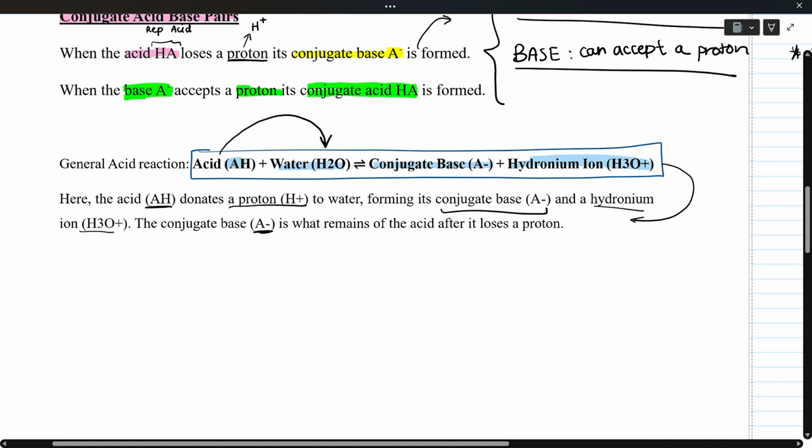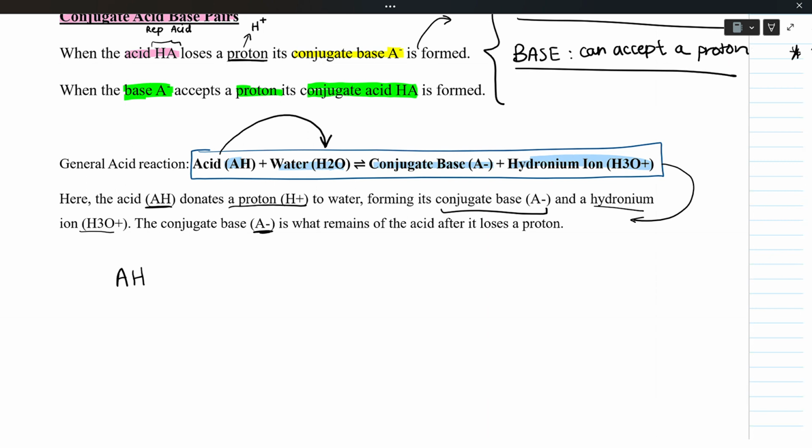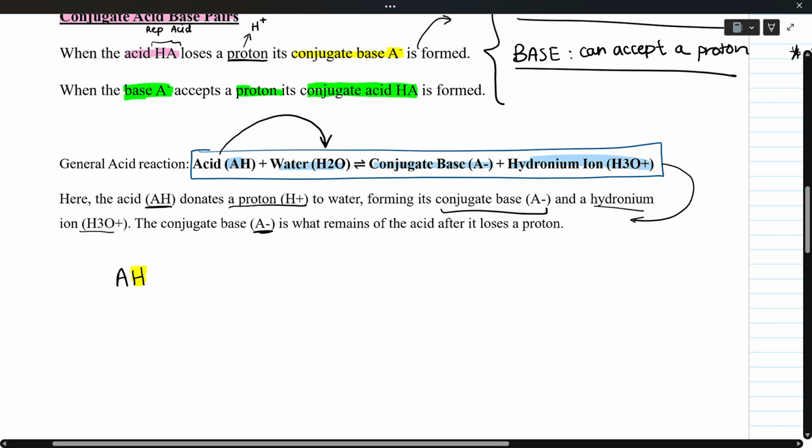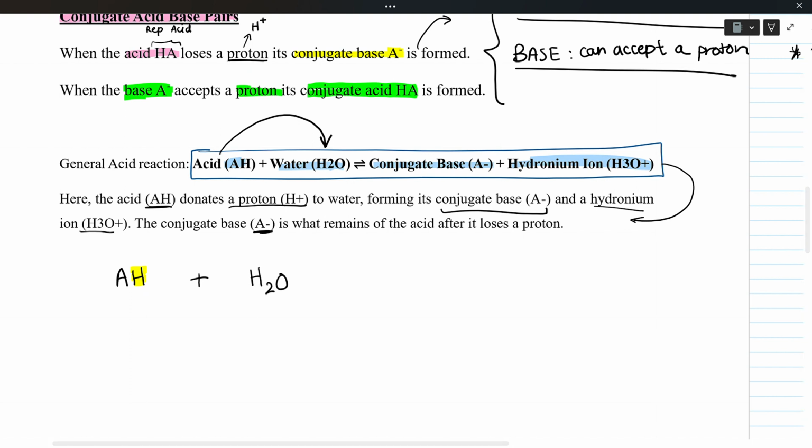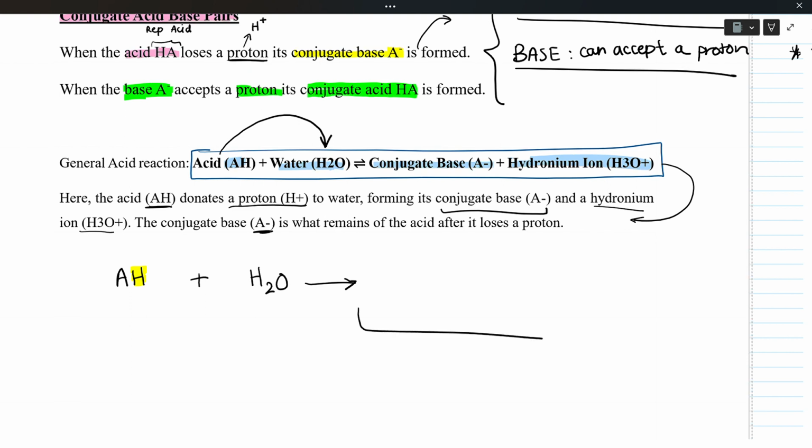So what's happening is you've got AH, which is your acid. Just going to highlight the proton in here, which is hydrogen. You've got this reacting with water, which is H2O. And this forms something. Okay, so your job is to write down what products this forms.